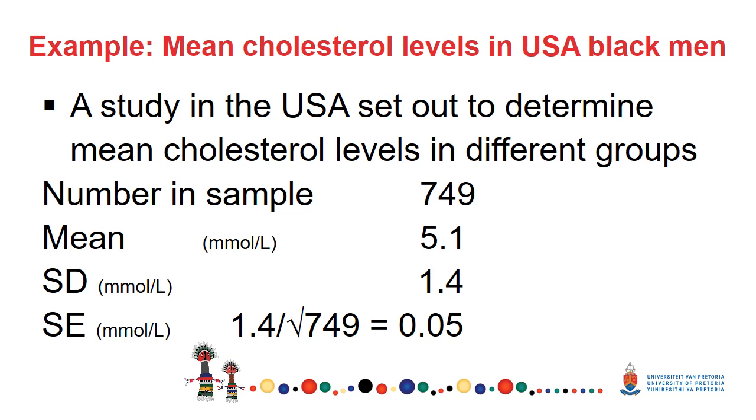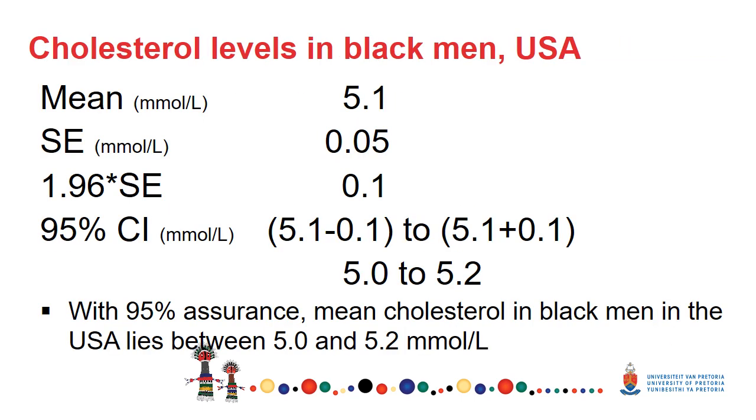Here is an example showing the steps for calculating the 95% confidence interval for the mean. A study in the USA set out to determine mean cholesterol levels in different groups. The number in the sample was 749. The mean was 5.1 mmols per liter. The standard deviation was 1.4 mmols per liter. Therefore, we can calculate the standard error, which is 1.4 divided by the square root of 749, and we get an answer of 0.05.